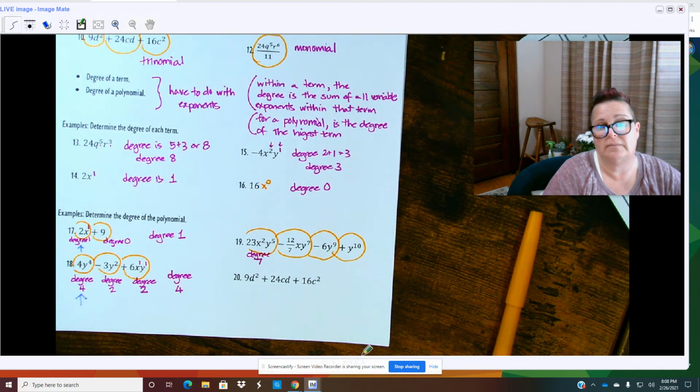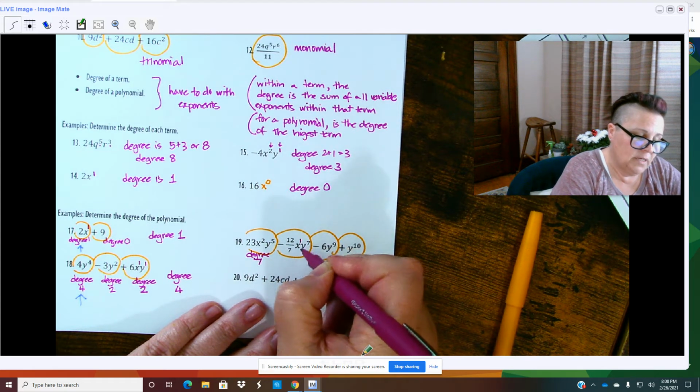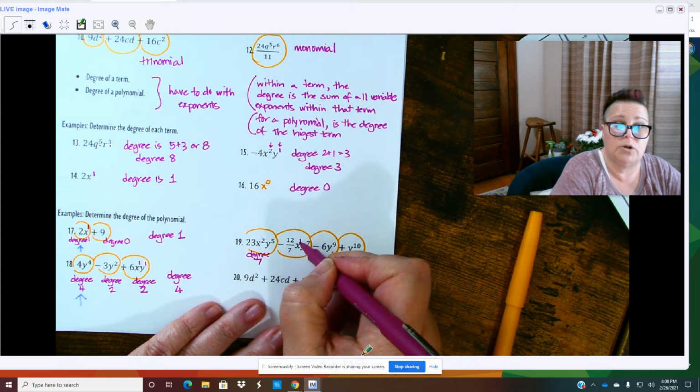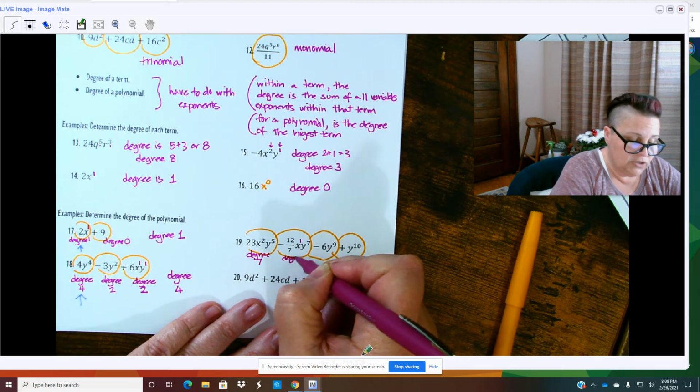This is degree 7. The second term has a variable with an exponent of 1 and a variable with an exponent of 7. To get the degree of this term, I will add them together. It's degree 8.